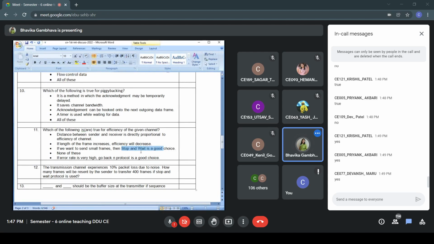And the last one, I would like one of you to give me the justification for the last one. If the error rate is very high, then go back N protocol is a good choice. Is this statement true or false? First tell me that, and then why so?